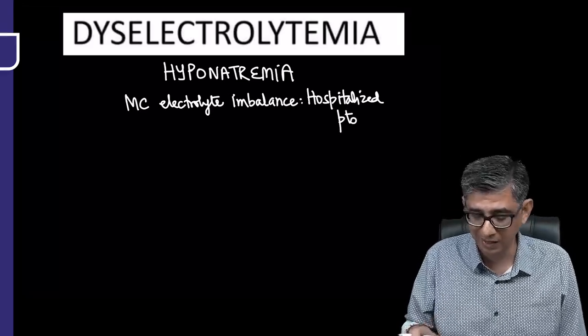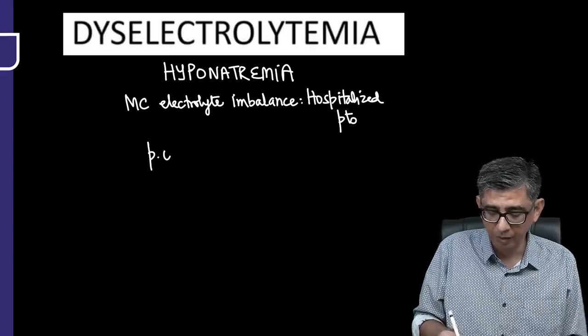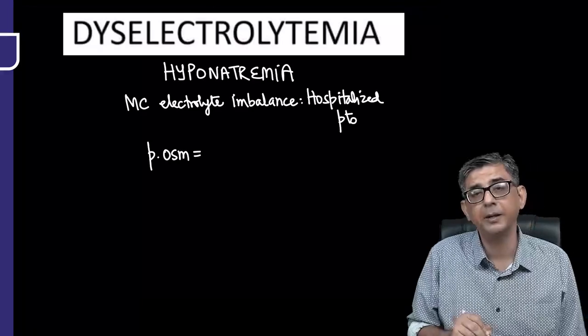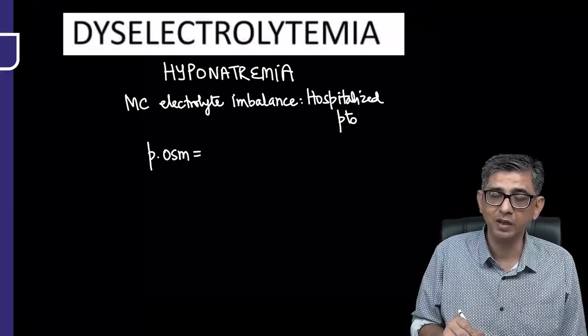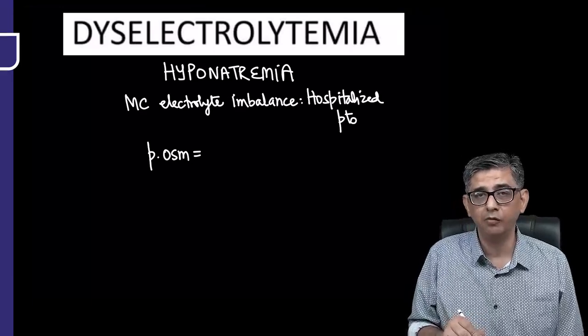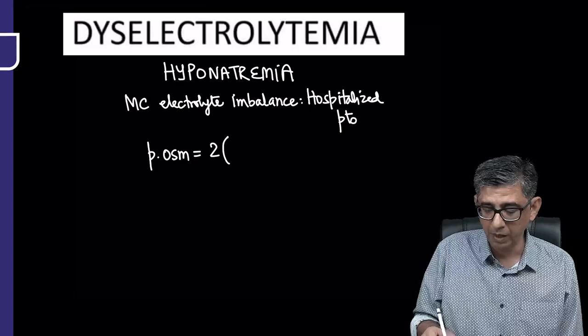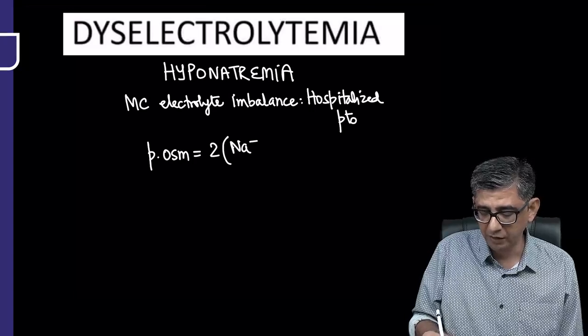But once we know that this happens to be the commonest electrolyte imbalance, I'm now going to tell you about a formula with respect to plasma osmolality. In fact, at this juncture, I can also say a physiology-based question that simply said, which is the most important determinant for determining plasma osmolality? Well, your answer would be sodium. And this formula is what you would have studied even in your first year.